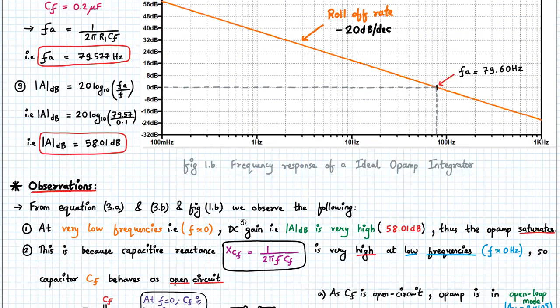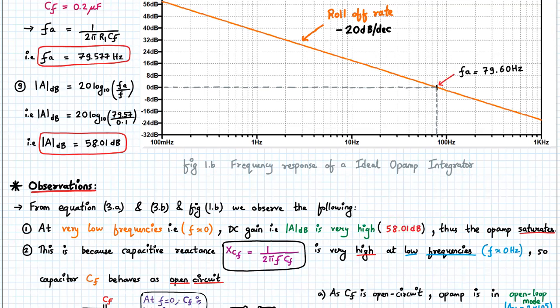At very low frequencies, F is 0, so DC gain is very high. This is because the capacitive reactance given by XCF is equal to 1 upon 2 pi F into CF, which is very, very high at low frequency. So if we consider F equal to 0, this XCF will be tending towards infinity, correct? And if F is 0.1, this XCF will be a very high value.